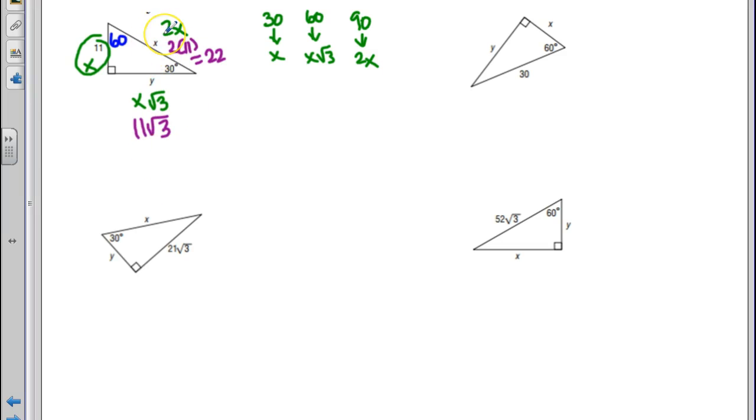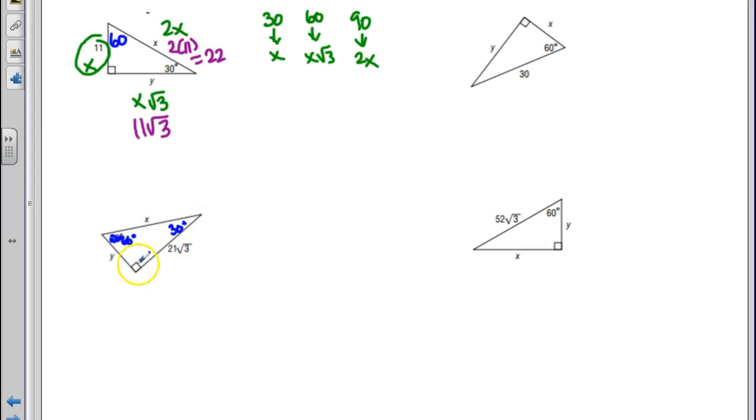Wish they would not use x and y on these, but they did. All right, so there are my answers for that. All right, let's move to this one. What did they give me? They gave me the longer, this actually should be 30, and this should be 60. We'll just fix the problem.